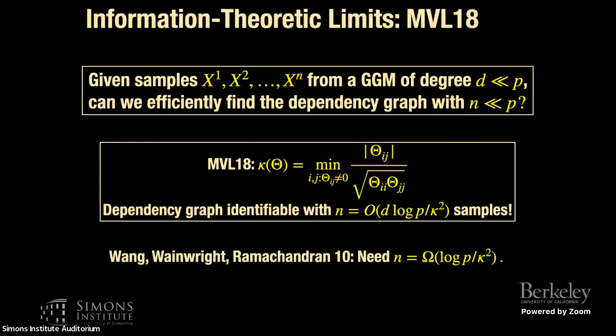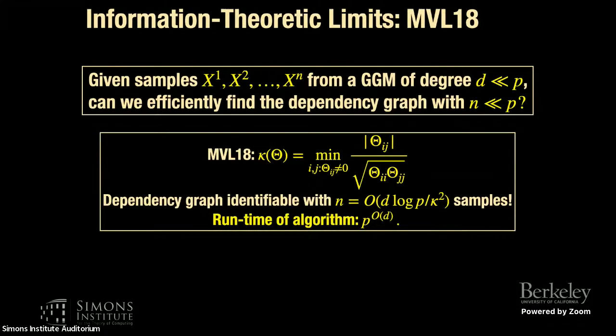And this is also tight in some sense, in that there's a lower bound due to Wang, Wainwright, and Ramchandran, showing that you do need log p over kappa squared samples to identify the graph. But there's a catch in this result, in that the runtime of the algorithm is p to the O of d. It's polynomial for fixed degree d, but the runtime grows as the degree grows. The reason this p to the O of d shows up is you're essentially enumerating over all possible neighborhoods of a single vertex, and then you rule out which one is the true one and which one isn't.